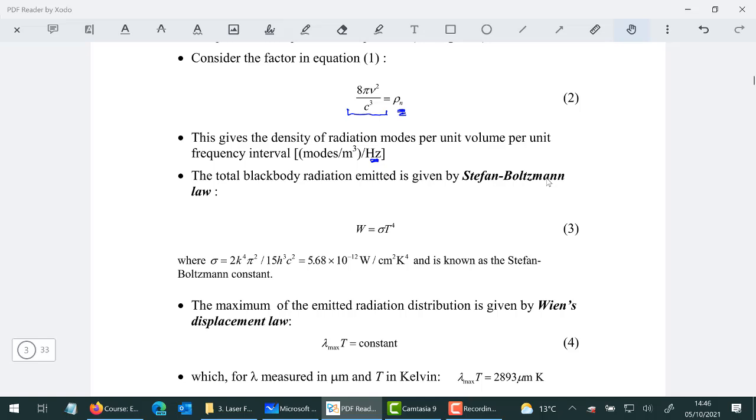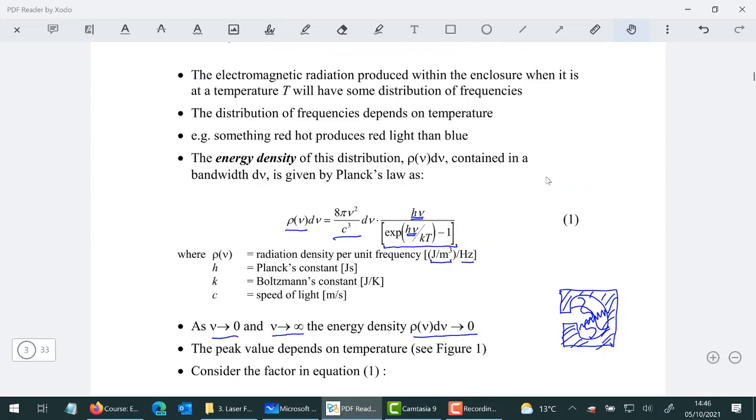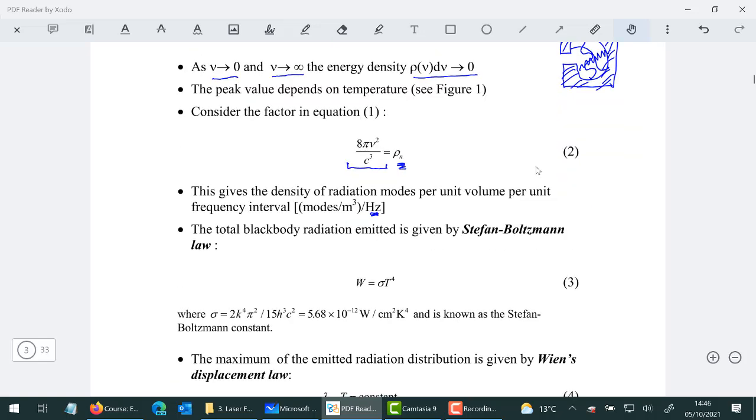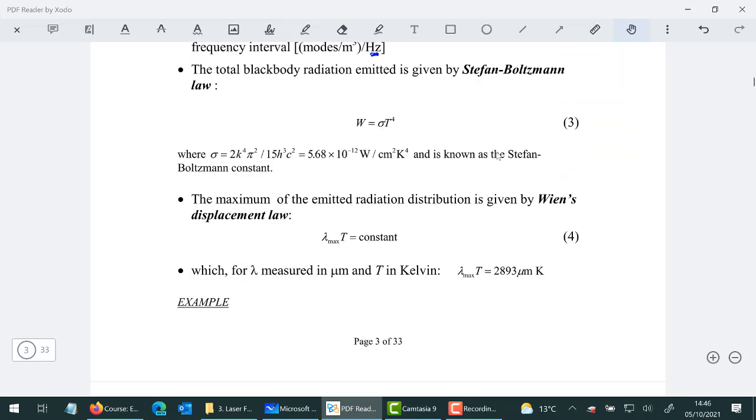The total amount of blackbody radiation, so if we integrate the area under each of these curves, the area under the curve depends on temperature, and it depends on temperature to the power of 4. So the total amount of radiation which is emitted scales very quickly with temperature. The constant of proportionality, sigma, is referred to as the Stefan-Boltzmann constant, and you can see it's made up of these fundamental constants, and is a small number, in watts per square centimetre per Kelvin to the 4th.